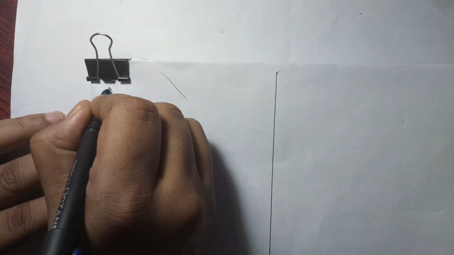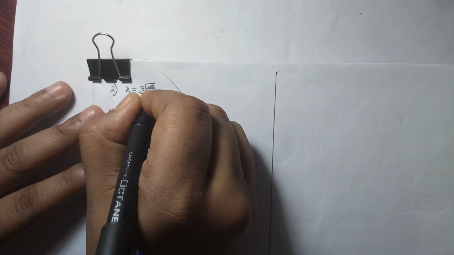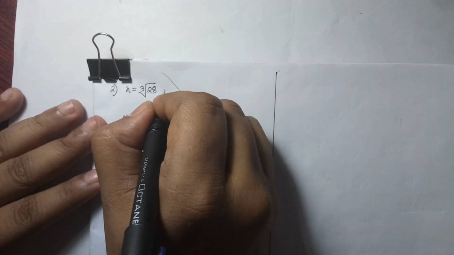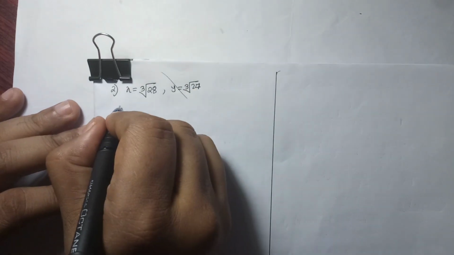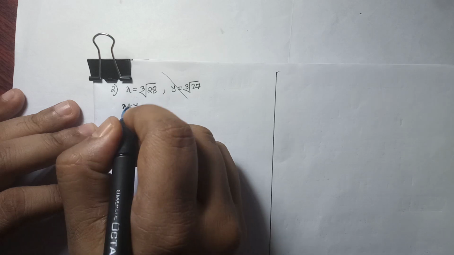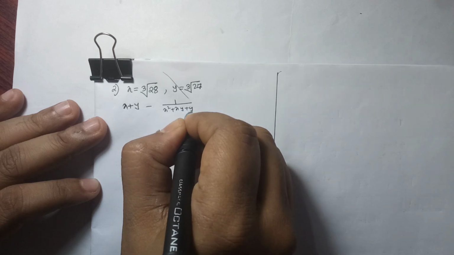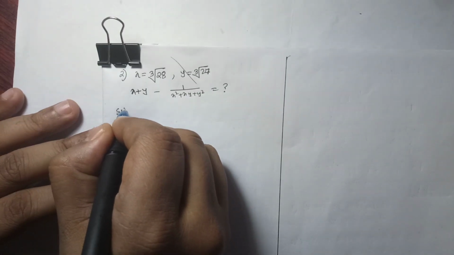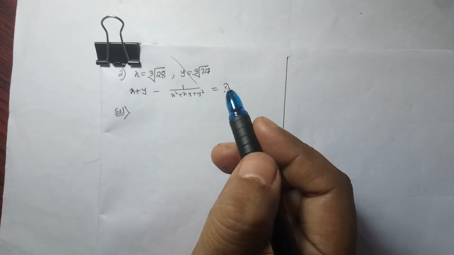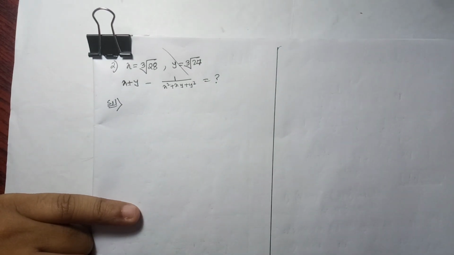Now the second question. x is equal to cube root of 28 and y is equal to cube root of 27. Find x plus y minus 1 by x square plus xy plus y square, is equal to how much? So how to do? Obviously we are not going to put all these values and then compute, right? Otherwise it will be a very tedious task.